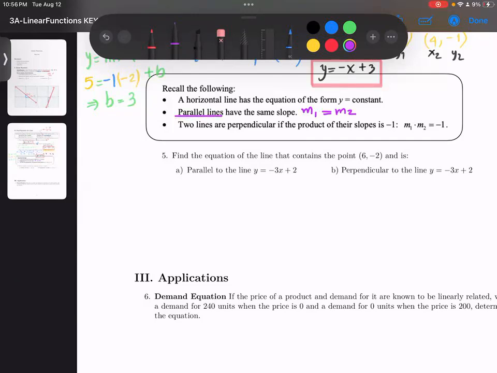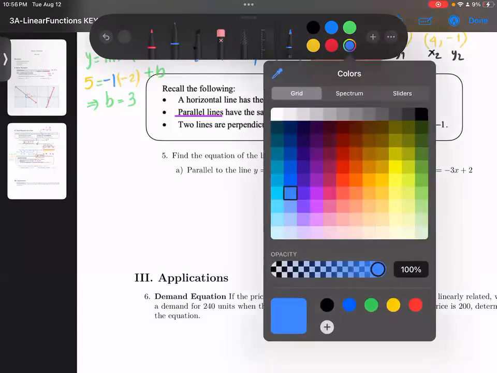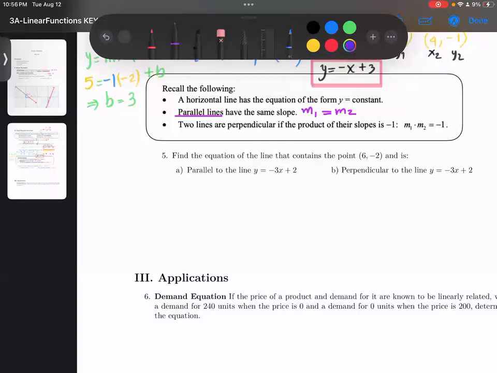Two lines are perpendicular, which is just a fancy way of saying the two lines form a 90-degree angle, if the product of their slopes is -1. Another way of saying this: if two lines are perpendicular to one another, then their slopes are opposite reciprocals. m1 and m2 are opposite and reciprocal. Let me just say flip, faster. Okay. All right.